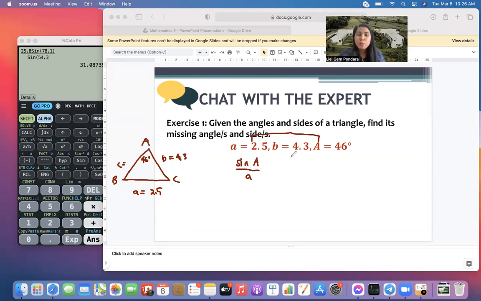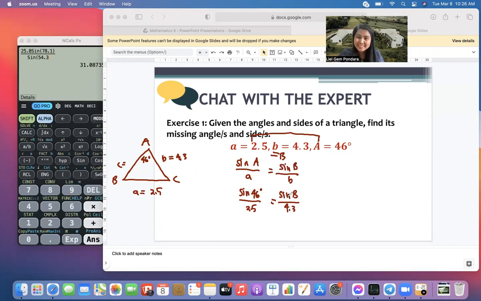Now, what will be the first angle that we are going to solve? What should we solve first? Angle B or angle C? Angle B, because our given is side B, so we must solve for angle B. So let's have sine B over side B. Let's substitute the values. Sine 46 over 2.5 is equal to sine B, it's missing, over 4.3.